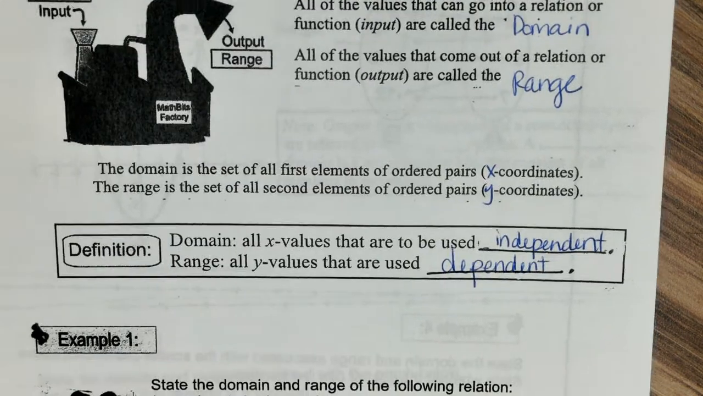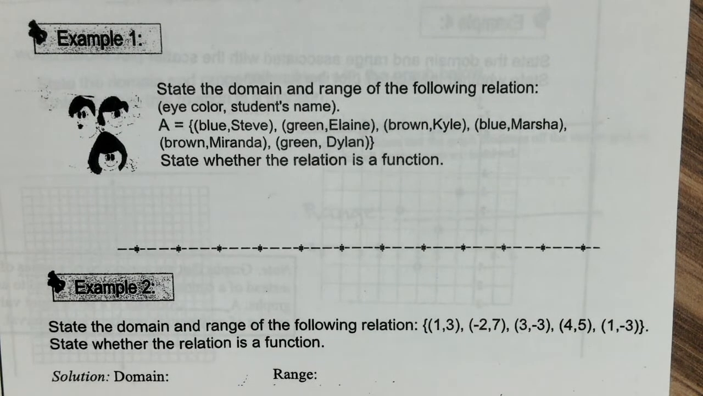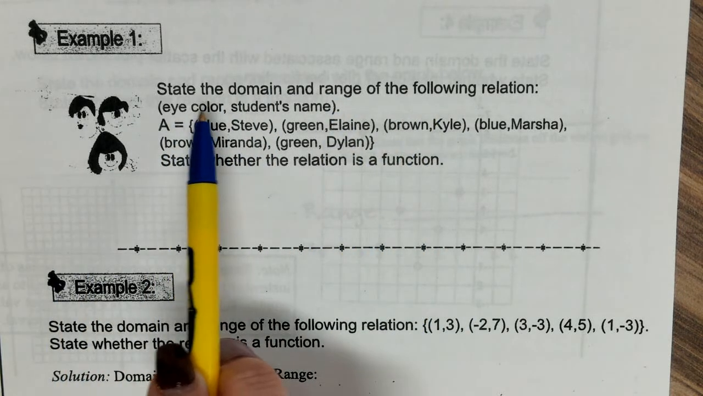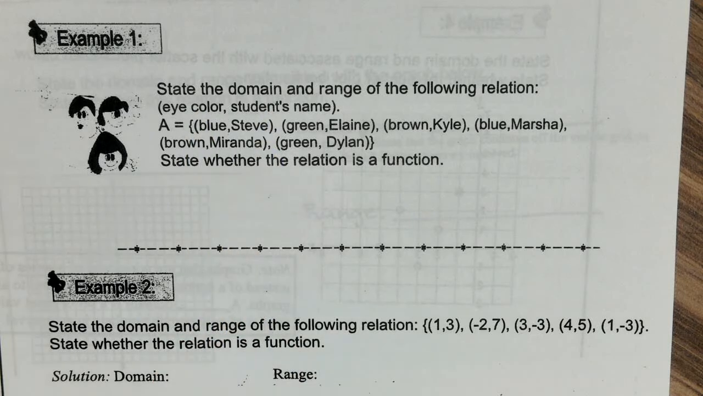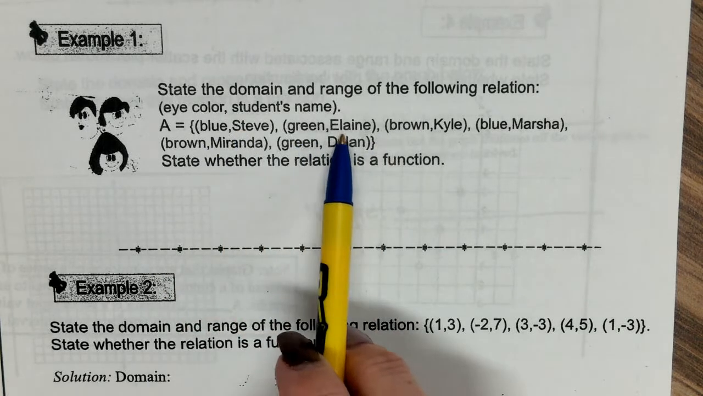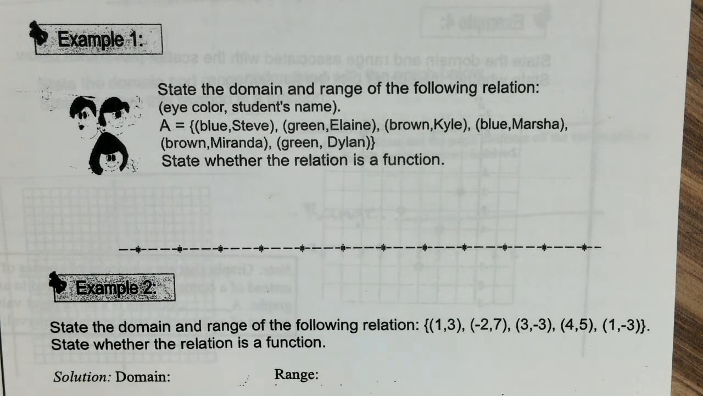Okay, here's our first example. And this one is just kind of like a real life example. We're not looking at numbers. It wants us to state the domain and range of the following relationship. What are we going to compare? Eye color to student's name. All right. Blue, Steve. Green, Elaine. Brown, Kyle. Blue, Marsha. Brown, Miranda. And green, Dylan. Is this a function?